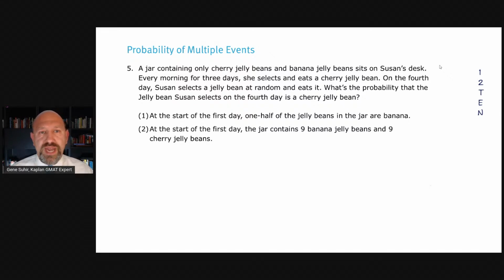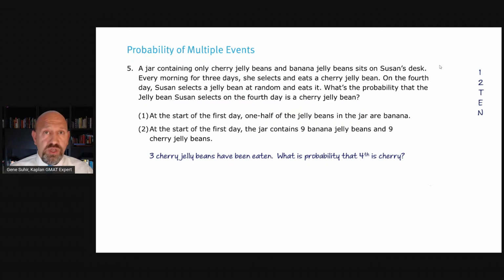Jar with only cherry and banana jelly beans. This time, unlike the previous problem with Susan, where the GMAT was nice enough to tell us how many of each there were, this time the GMAT has the audacity, the unmitigated gall to not tell us how many we start with. Every morning for 3 days, she selects and eats a cherry jelly bean. So 3 jelly beans have been eaten. 4th day, selects a jelly bean at random and eats it. What we want is the probability that on the 4th day will be cherry.